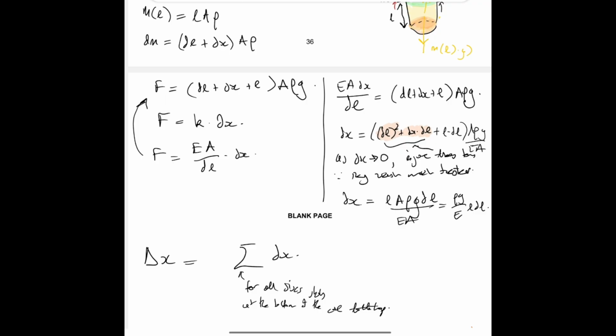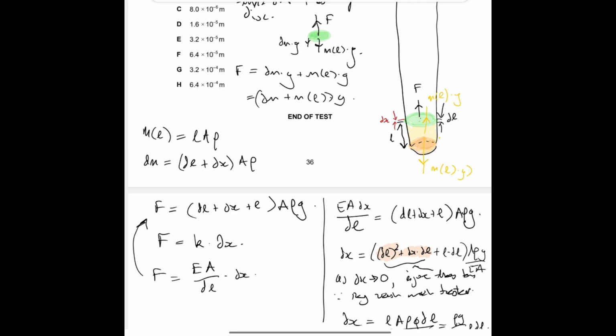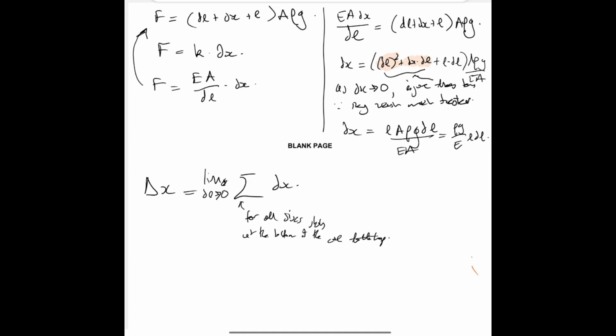And then we also need to take the limit as the width of these disks goes to 0, to make this approximation that f is constant throughout the height of this disk. We need to make that more accurate, we need to take the limit.